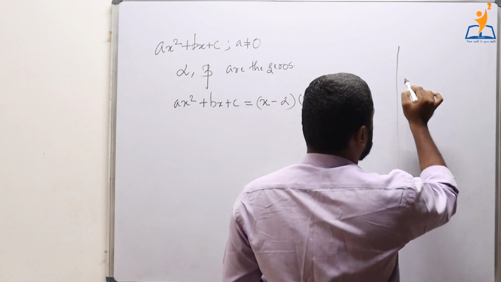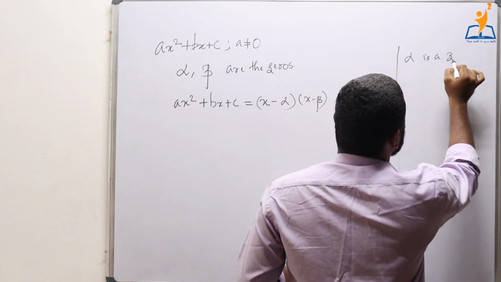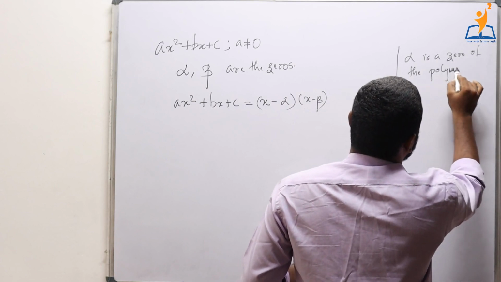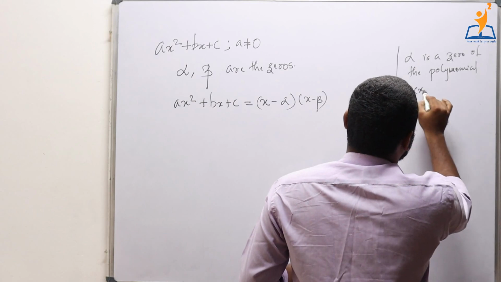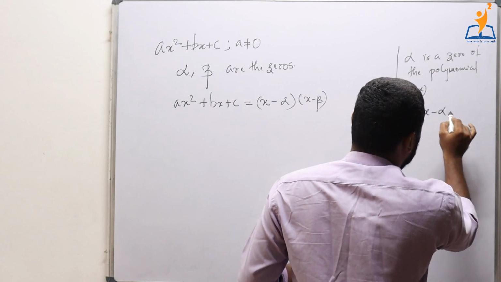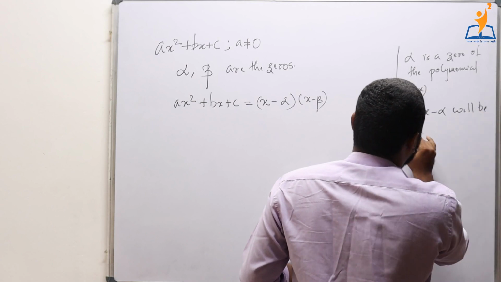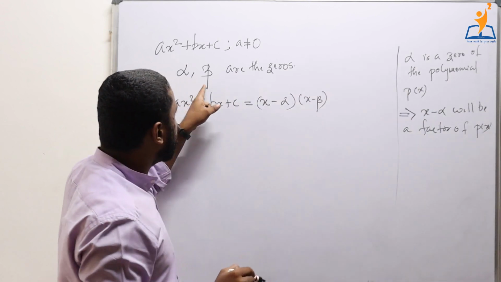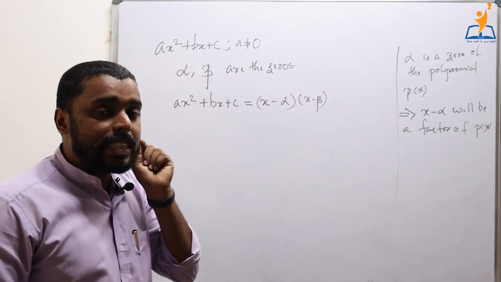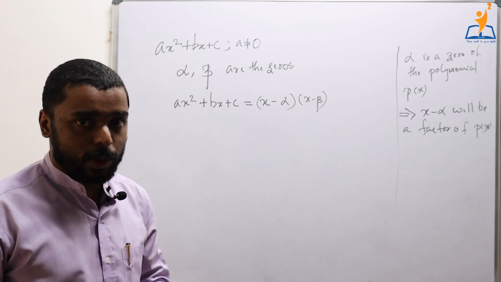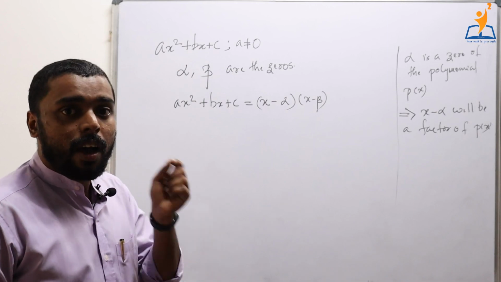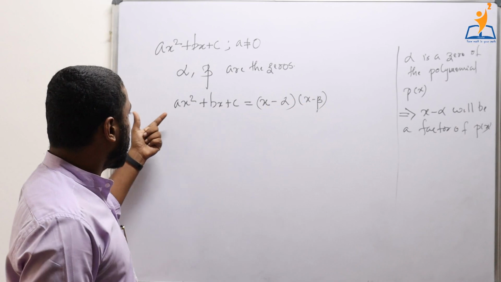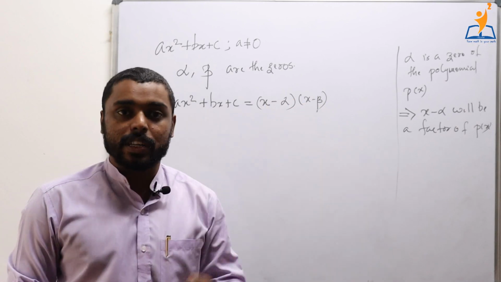So always remember the result that if alpha is a zero of the polynomial p of x, then x minus alpha will be a factor of p of x. See here, alpha and beta are the zeros of the second degree polynomial, and a second degree polynomial can have maximum 2 zeros. Hence it can have maximum 2 factors here, which are x minus alpha and x minus beta. So we have the polynomial equal to the product of its factors.